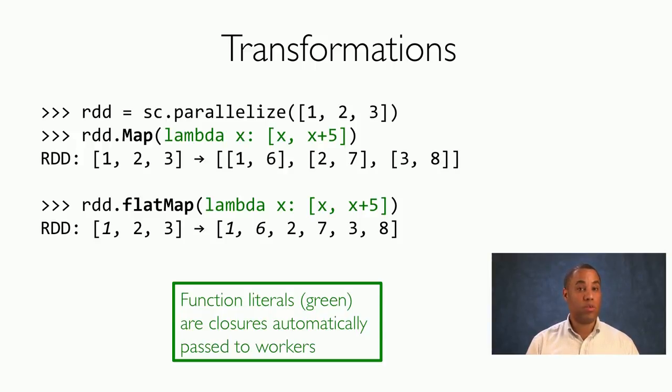Now let's compare this to what happens when we use flatMap. When we use flatMap, we would create the same RDD, but then it flattens that RDD and takes each list and turns it into individual elements. So instead, we end up with the RDD consisting of the elements 1, 6, 2, 7, 3, and 8.